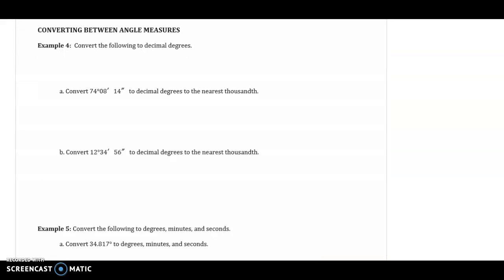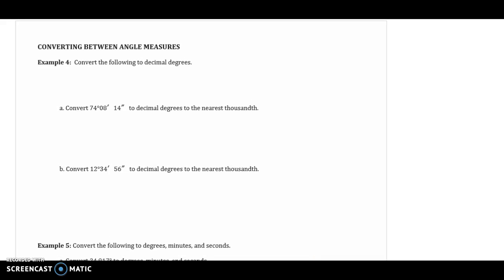So now we're going to convert between decimal degrees and degrees, minutes, and seconds. And this is why. If you had decimal degrees, you need to be able to know what that is in degrees, minutes, and seconds. Let me give you an example. If I had, let's say, 20.5 degrees, that's the same thing as 20 degrees, 30 minutes.